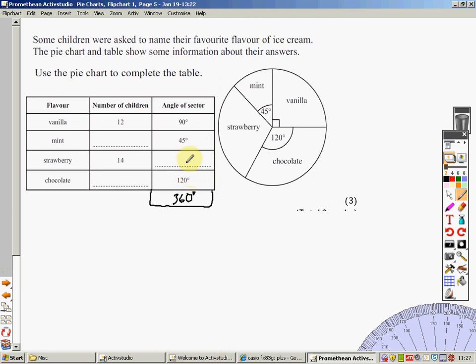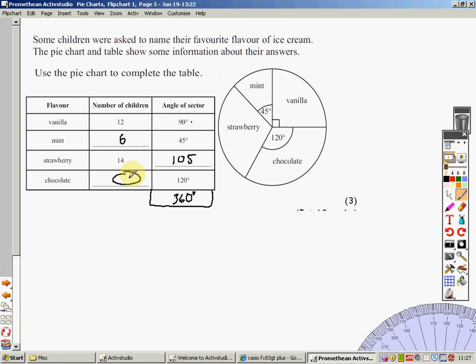Working it out, that's going to be 105 degrees that are missing there. So I've got one thing filled out there. I also know that 45 degrees is half of 90 degrees. 45 degrees is half of the 90. So if 90 is 12, 45's got to be 6. I've only got this thing missing here now, so I ought to be able to fill that in.